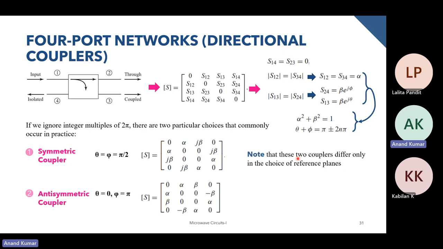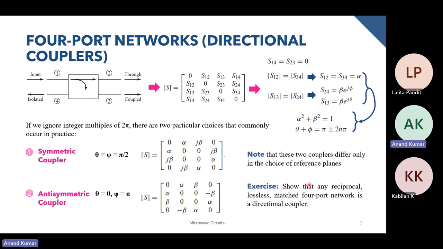You have to note that these two couplers differ only in the choice of reference plane. So the magnitudes are the same and the phases are different, and these phases can again be manipulated depending on the length of the lines. At microwave frequencies, the phase can be easily manipulated by choosing the appropriate length of the distance over which the wave is traveling.